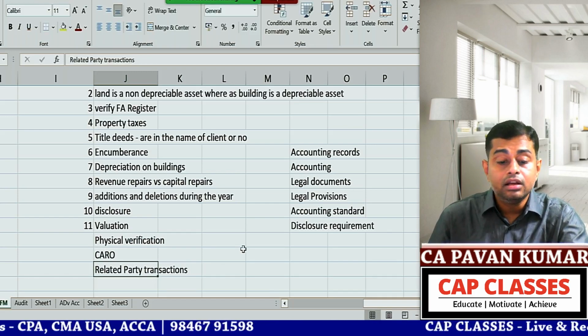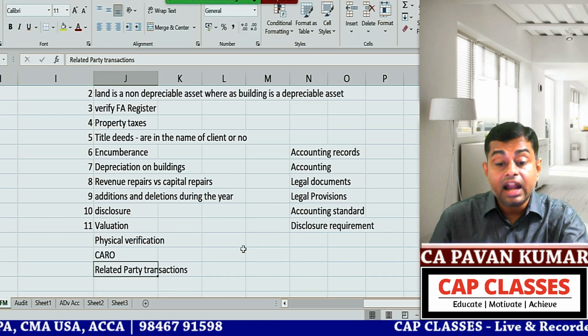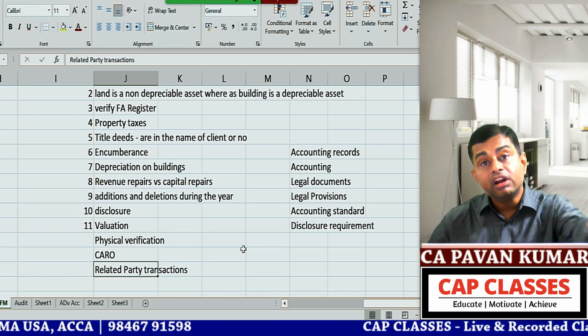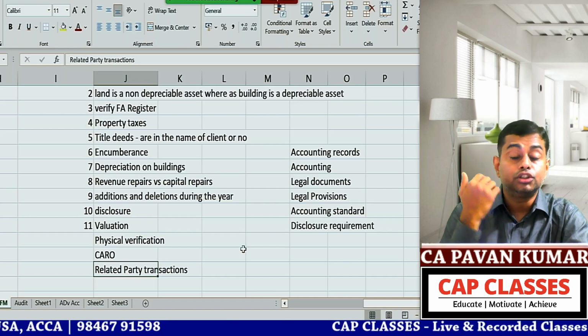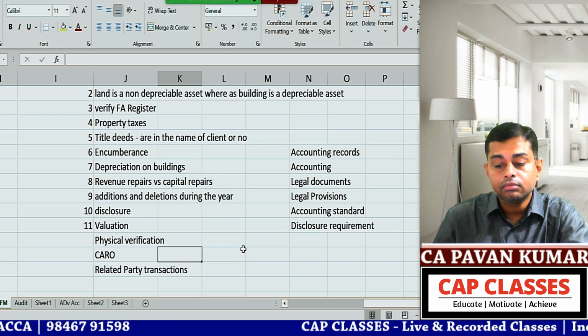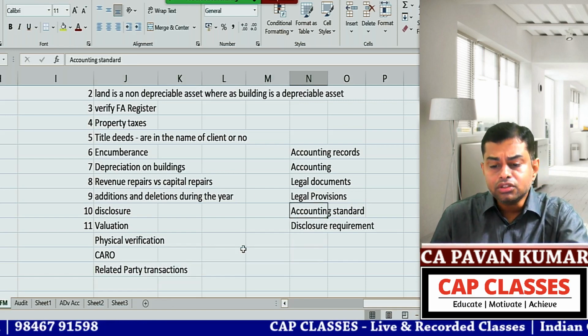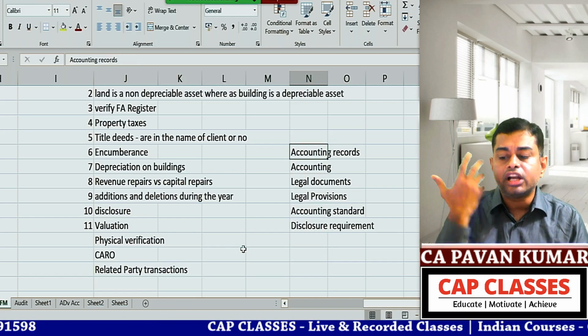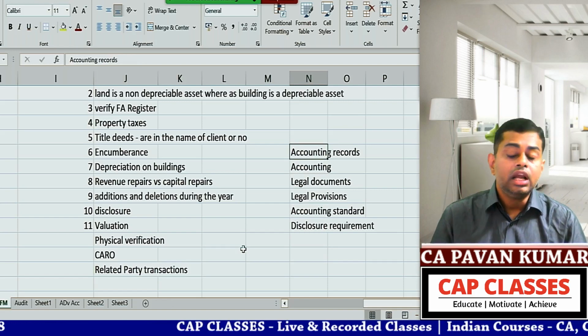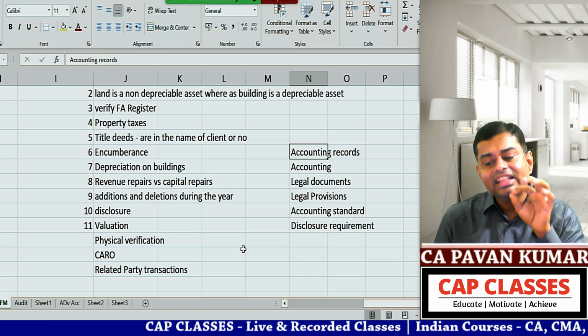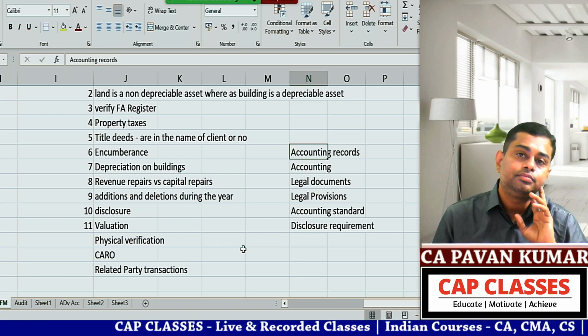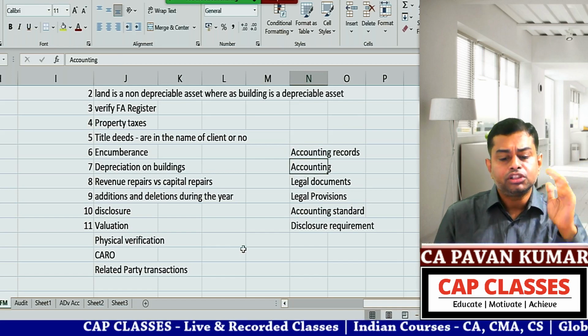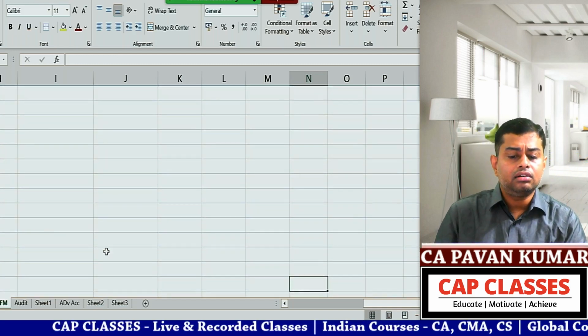If the company has given this land or building on lease to a related party, that also should be disclosed. So disclosure requirements. So your answer should roam around these points. If you start thinking in this line, the whole chapter is over. So we'll try with some more things.